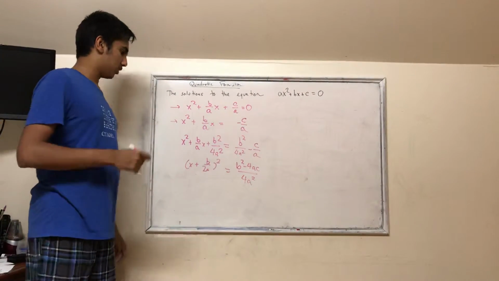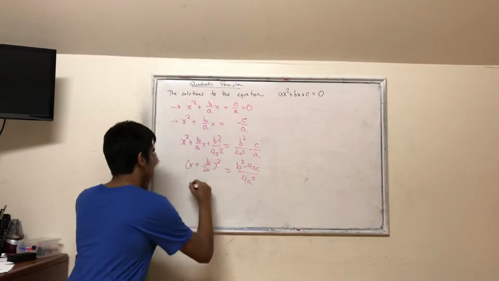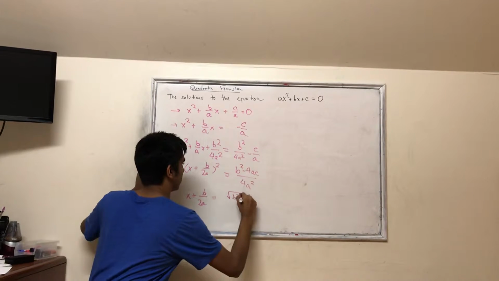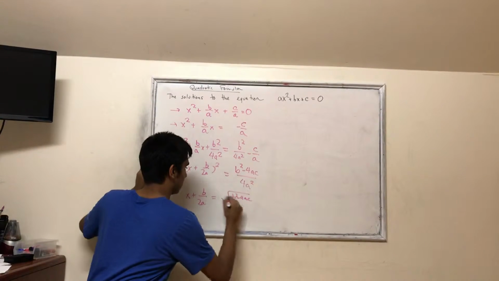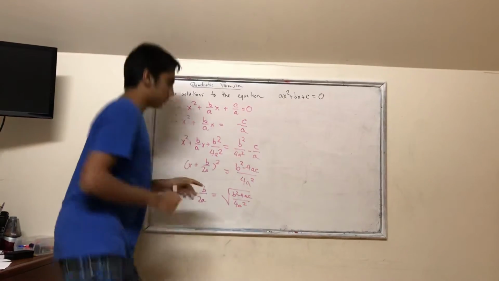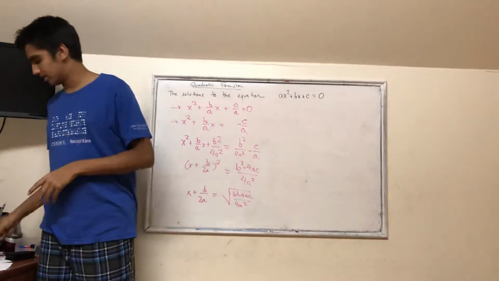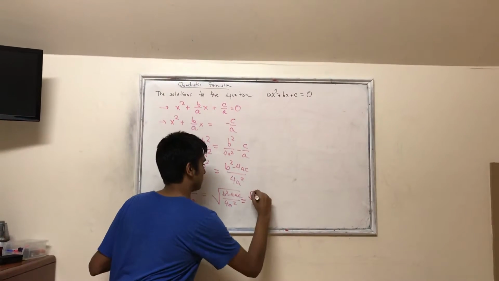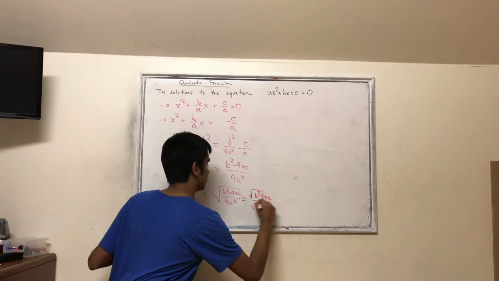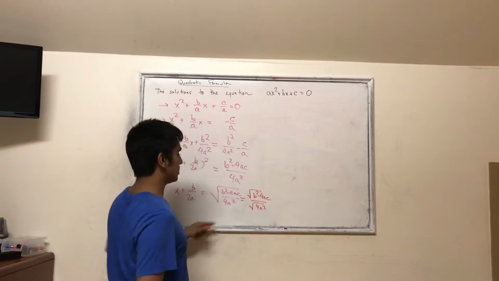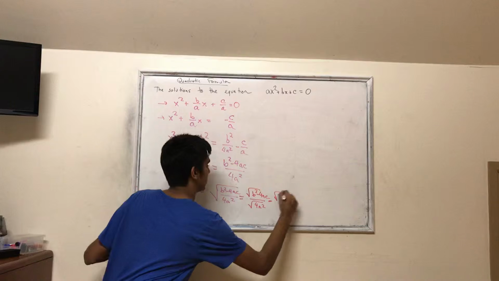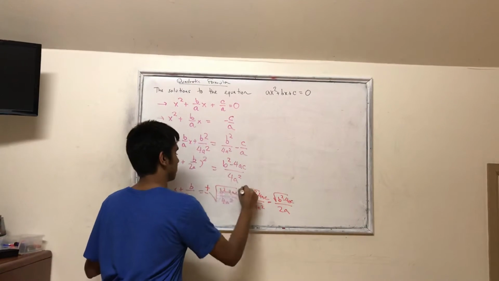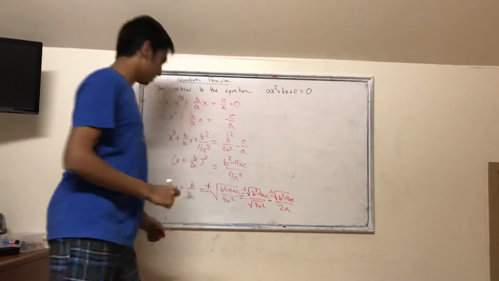Now, we have to take the square root of both sides. So we have x plus b over 2a equals the square root of b squared minus 4ac over 4a squared. Now there's another property with square roots that, again, don't worry about that much. What we can do is this is equal to the square root of b squared minus 4ac over the square root of 4a squared. And this just becomes the square root of b squared minus 4ac all over 2a. And of course, all of these have a plus or minus in front of them.